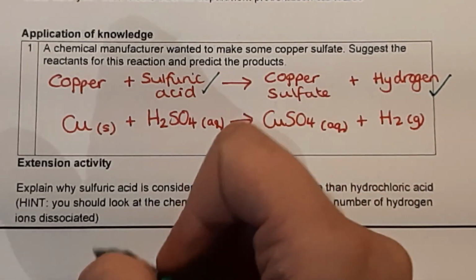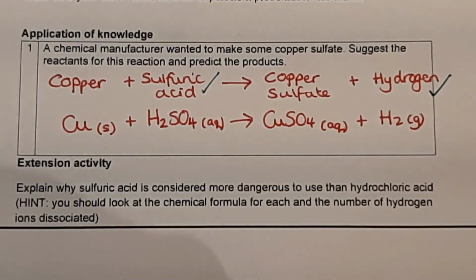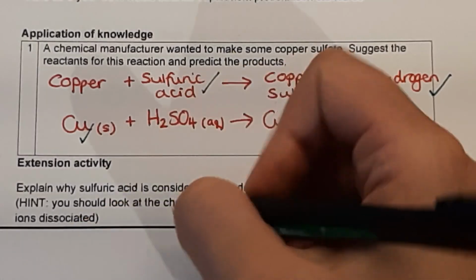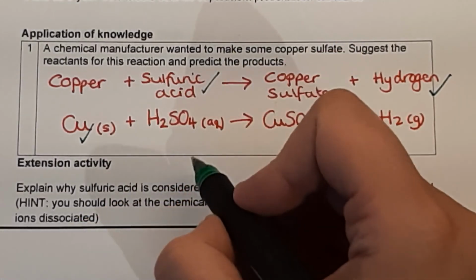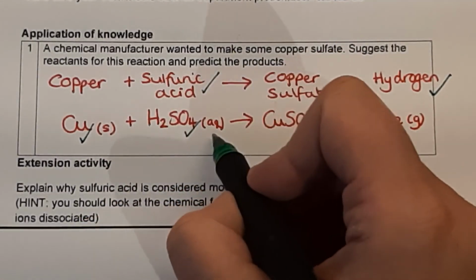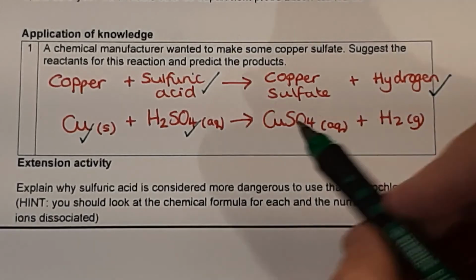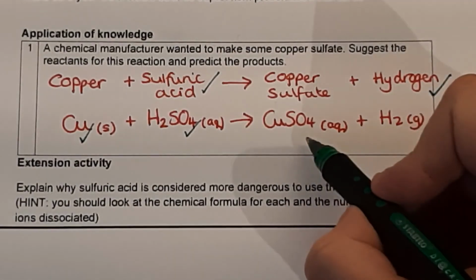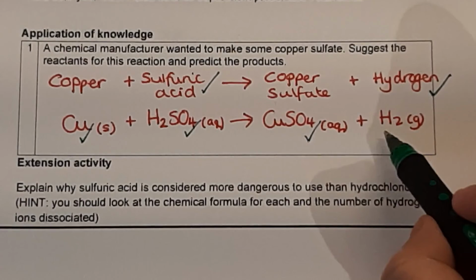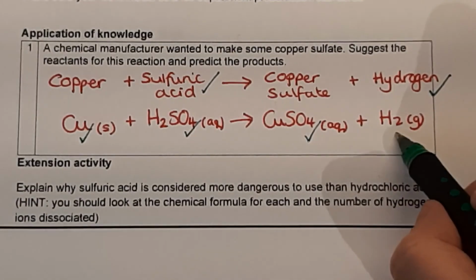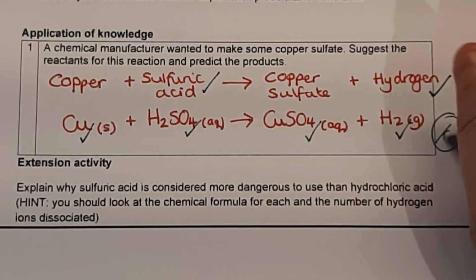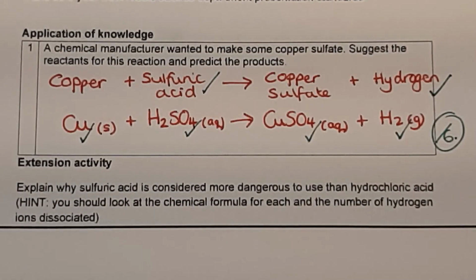Then, if you have written each of these individually correctly, you can have the mark. So if you've written Cu for copper and said that it's a solid, you can have a mark. H2SO4 for sulfuric acid and that it's aqueous, you can have a mark. You need both of them for the mark. CuSO4 for copper sulfate and the fact that it's aqueous, (aq) in brackets, that's another mark. And H2 for hydrogen and in brackets that it's a gas, another mark. So that is out of 6 there. If there's anything you haven't got, make sure you write it down, please.